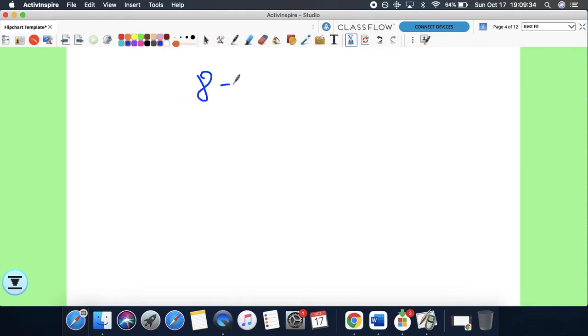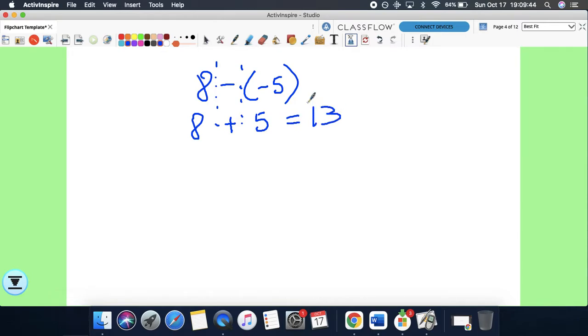8 minus negative 5. Again, if we change it to addition, it might be easier for you to see. 8 plus 5. And no comments here, it's just 13.